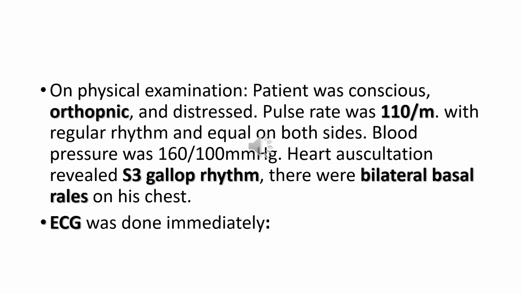On examination, patient was conscious, but he was orthopneic and distressed. His pulse rate was 110 per minute, with regular rhythm and equal on both sides. His blood pressure was 160/100. Heart auscultation revealed S3 gallop rhythm and bilateral basal rales or crepitations on his chest. ECG was done immediately.